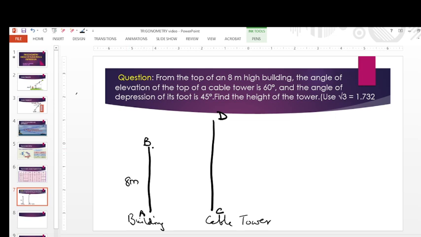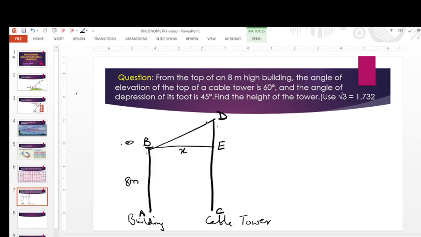The angle of elevation of the top of a cable tower is 60 degrees. So it means D is the observer here. From the observer side, the angle of elevation of the top of a cable tower is 60 degrees. So let's draw it from the building to the cable tower, and this will always be with a horizontal line. You have to make it from B to this cable tower. Let it be E, and let's mark it as X, since it's not given.